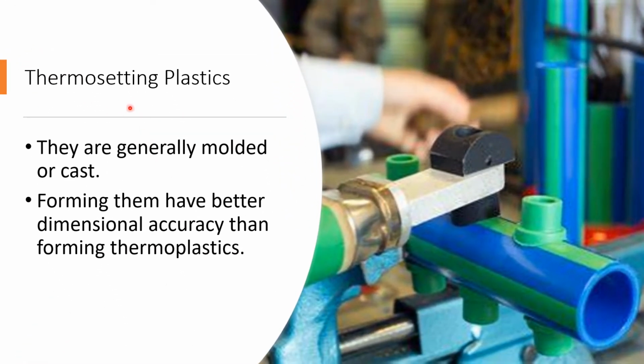Alright, so thermosetting plastics is another category of plastic, and they're not the same as thermoplastics. For thermosetting plastics, you generally mold them or cast them, right? You can also form them. Forming them gives better dimensional accuracy. So if you form the thermoplastic, you're going to get lower dimensional accuracy than forming the thermosetting plastics. So that's one very good thing about thermosetting plastics.